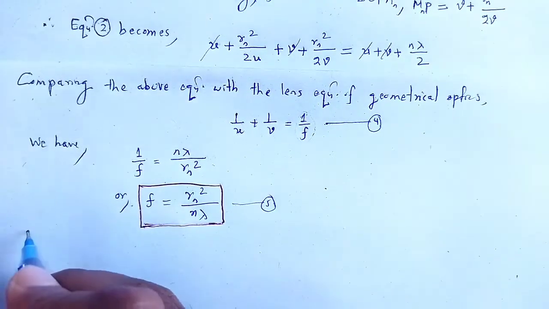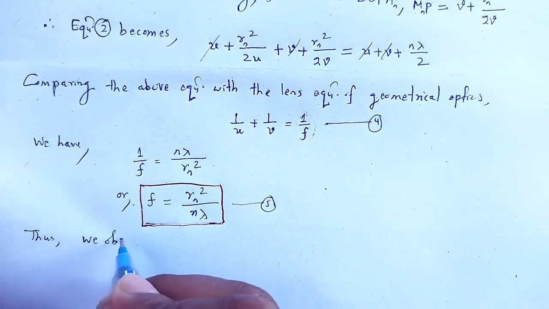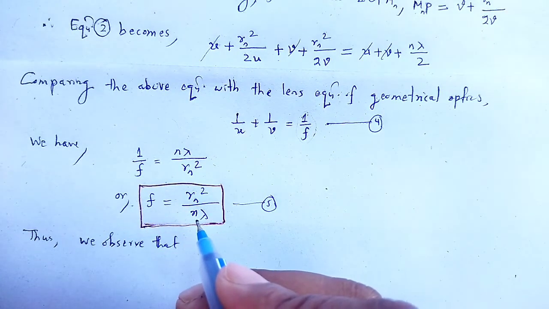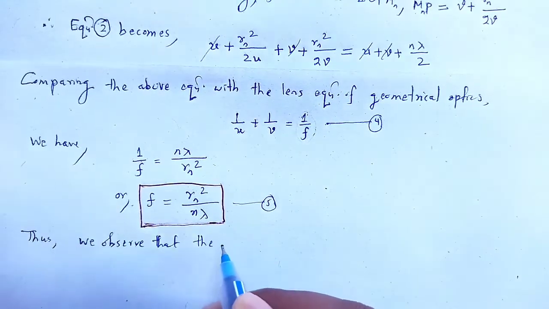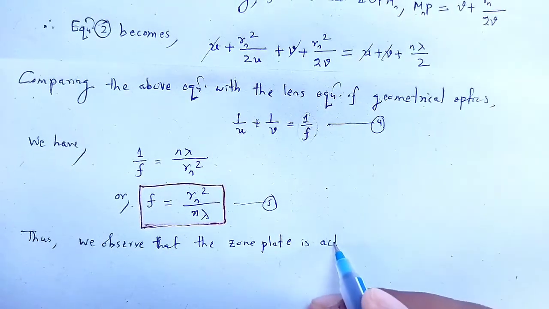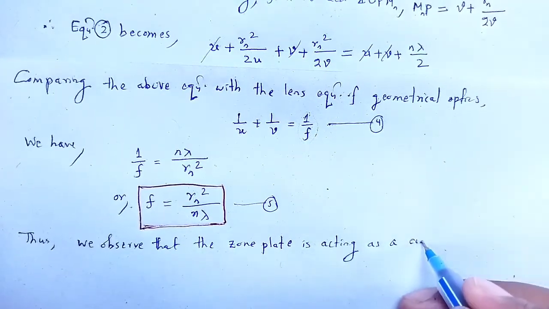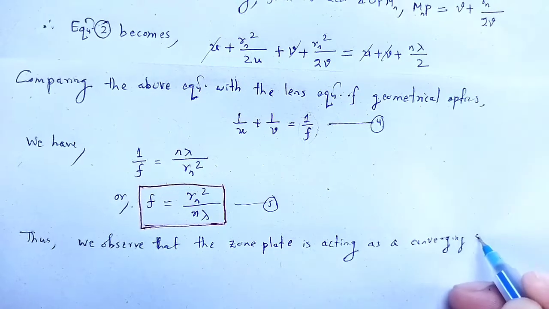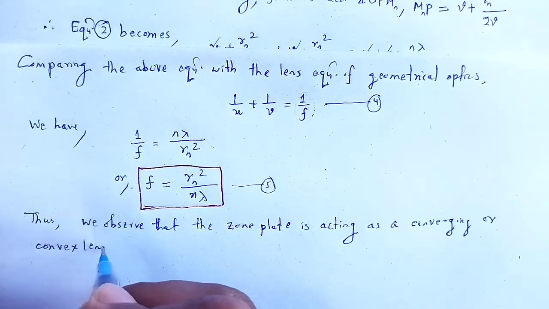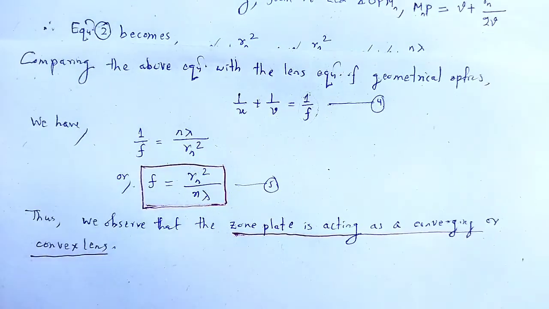Thus, we observe that with the focal length for the zone plate, the zone plate is acting as a converging, or we can say convex lens. Zone plate is acting as a converging or convex lens.